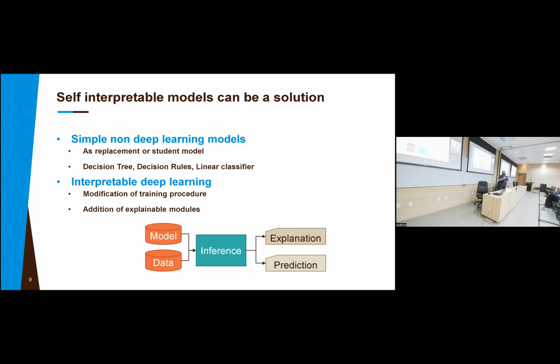And which models in the literature are able to be self-explainable? We can find the associational rules. I do not manage to say this word in English. The trees, the decision trees, and the linear classifiers when you have few features. And another path is to create interpretable deep learning. It means that we will modify the training procedure. We will add specific modules inside a deep neural network in order to allow the deep neural network to produce an explanation at the same time that it produces its prediction.